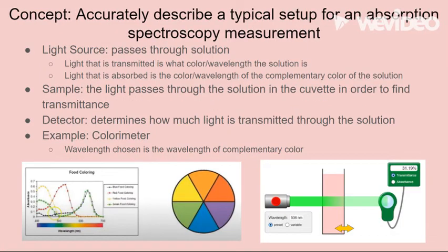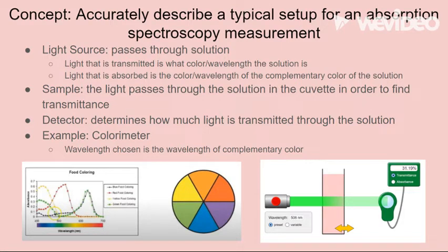The final concept is accurately describe a typical setup for an absorption spectroscopy measurement. The three components of the transmission of light are the light source, the sample, and the detector. We can see from the diagram that the light source is on the left passing through the solution, the sample is in the middle, in the cuvette, and the detector is all the way on the right measuring transmittance. The light source is what passes through the solution in order to measure absorbance.